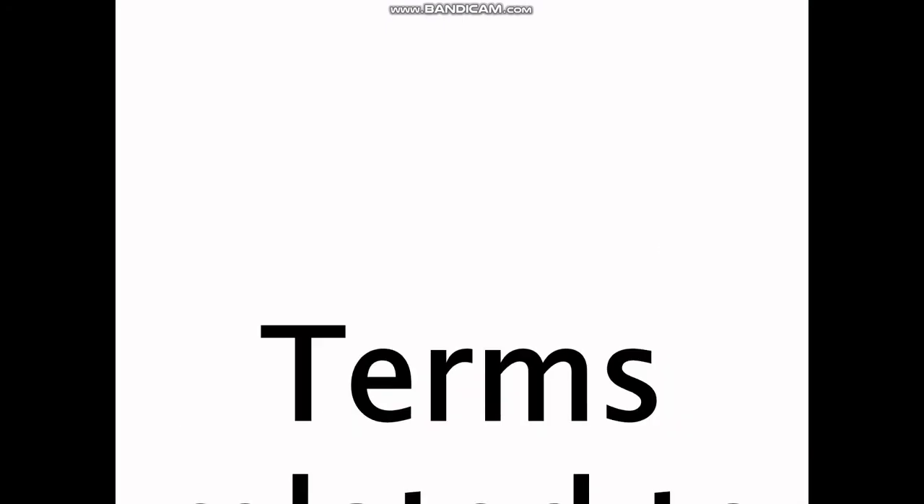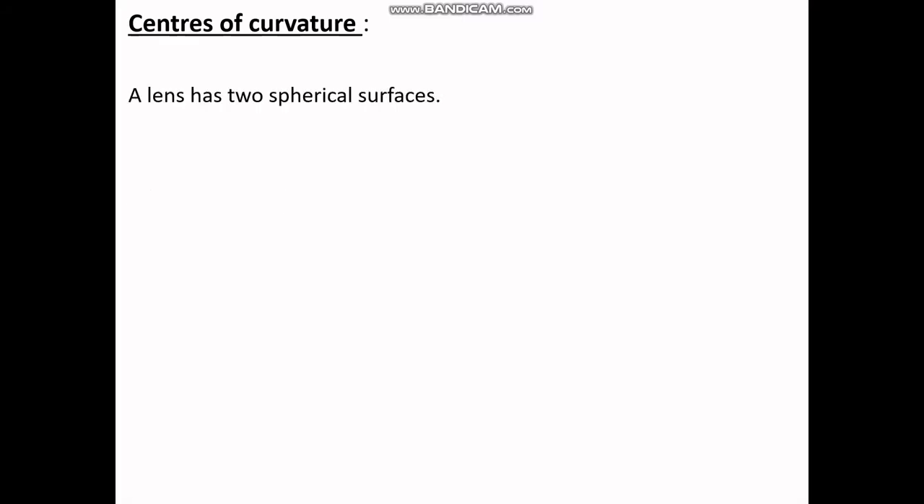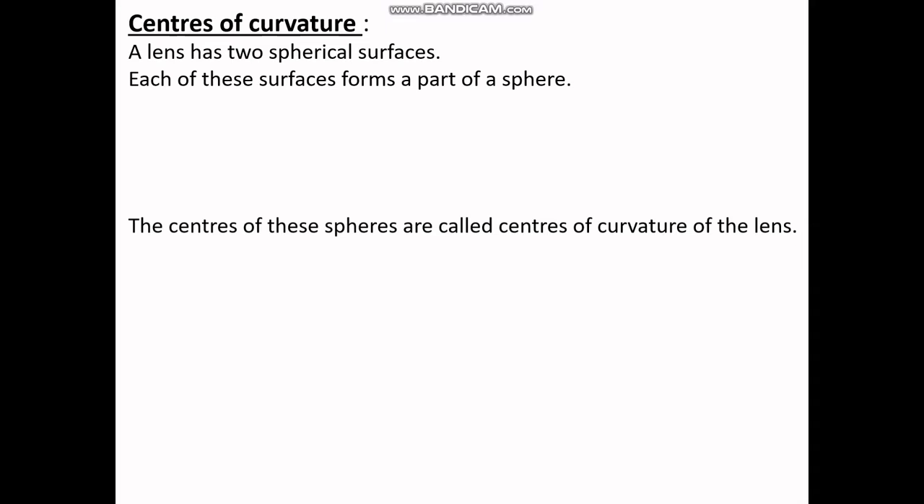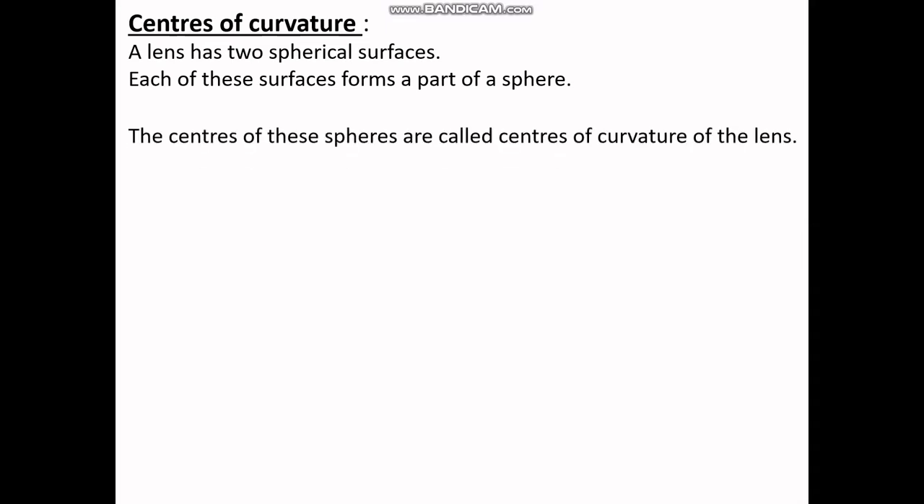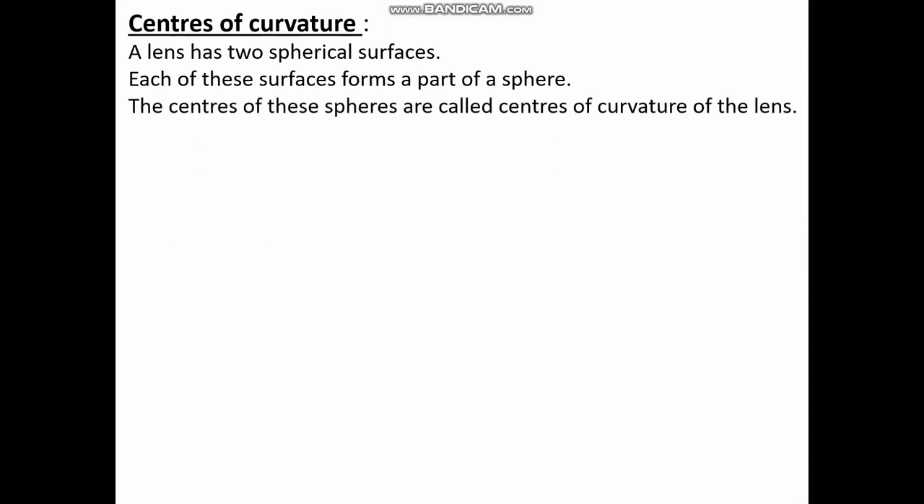Now let's do terms related to lenses. First, center of curvature. A lens has two spherical surfaces. You have understood now that the lens is made by joining two parts of a sphere. Each of these surfaces forms a part of a sphere, right? So, the centers of these spheres are called centers of curvature of the lens.